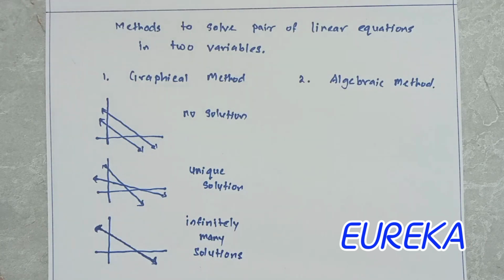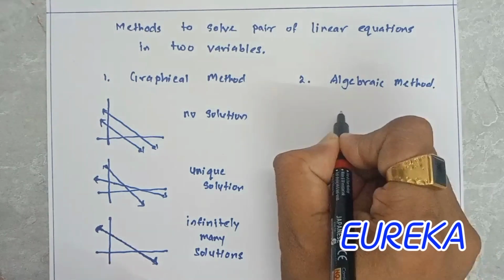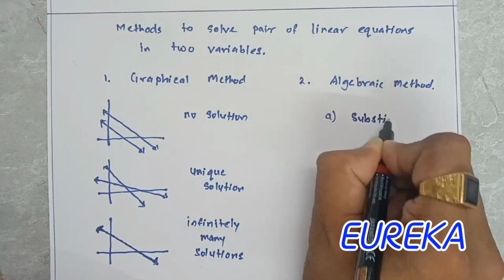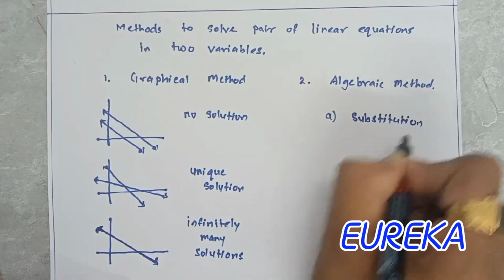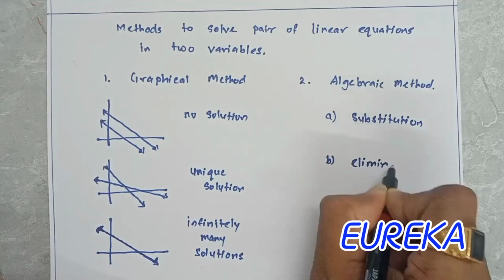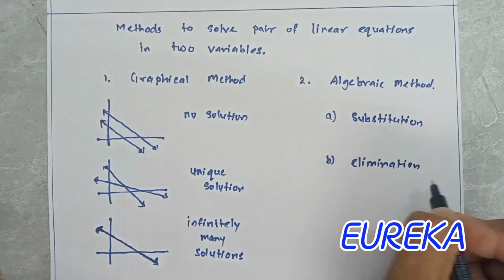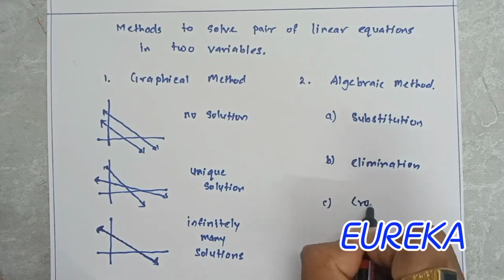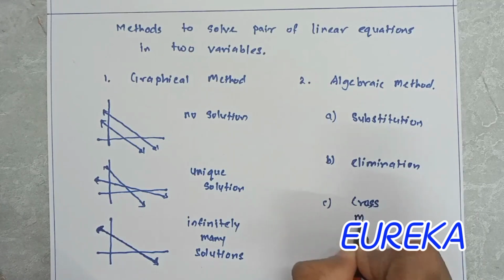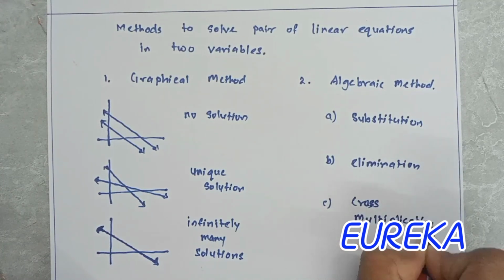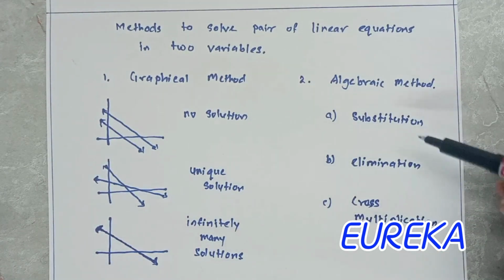Now for the algebraic method, there are three methods. In algebraic we have three methods: A, substitution; B, elimination; and C, cross multiplication. These are the three methods in algebraic.